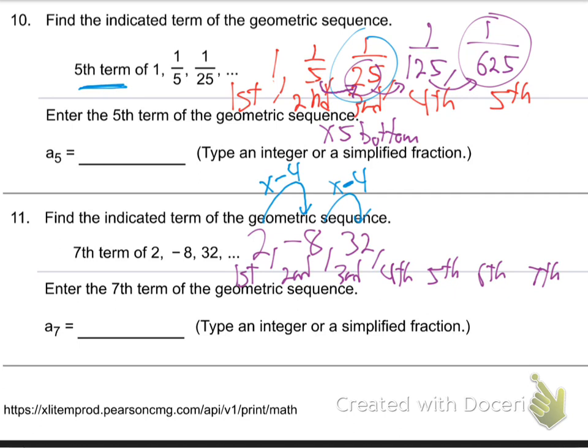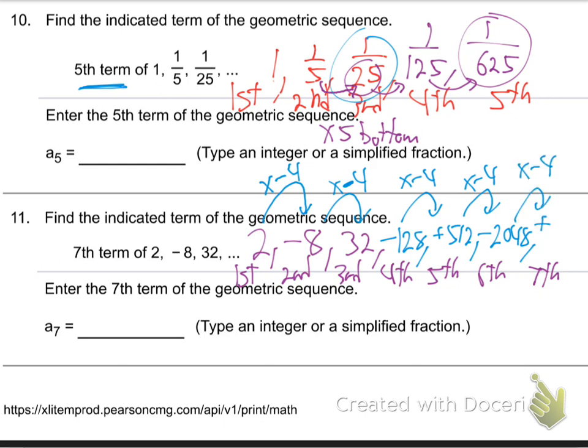So if you keep multiplying by a negative number, it'll keep switching signs. Oh, okay. So multiply by negative 4, you get negative 128? Yeah. And then you go times negative 4 again, positive 512, and then times negative 4, negative 2048.